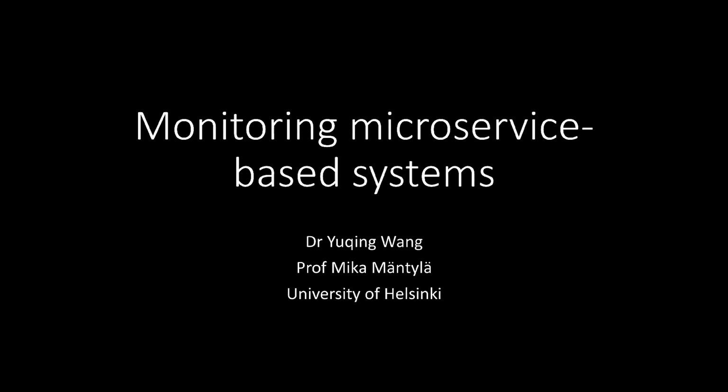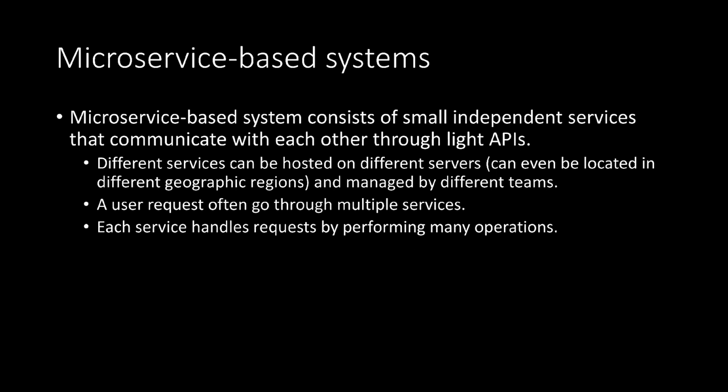Dear students, next we look at distributed tracing, a crucial method for monitoring complex systems composed of microservices. This technology enables us to observe and manage the interactions within these systems and monitor their behaviors. Microservice architecture breaks down a software system into smaller, independent services, each performing specific operations. These services communicate through light APIs and can be deployed independently across various environments. They can be spread out across different locations and managed by various teams.